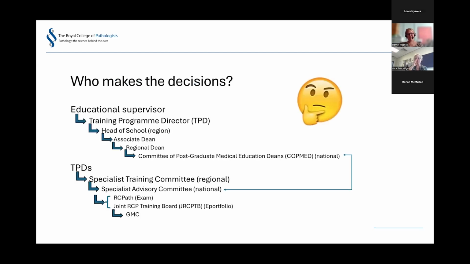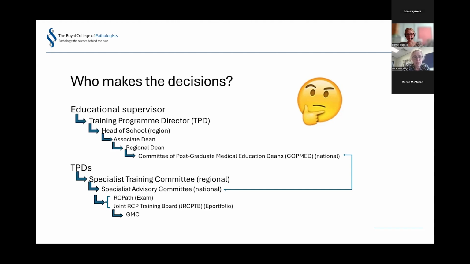Oh yeah, who makes the decision? One of the things that I was thinking about was, as trainees, you can feel quite disempowered. You don't really know who's got the oversight into your training. So I put this slide together to try and explain it. Your educational supervisor should be the person that you liaise with most of the time. They have the day-to-day oversight of your training, and if you've got issues or problems, then you should talk to your ES in the first instance.